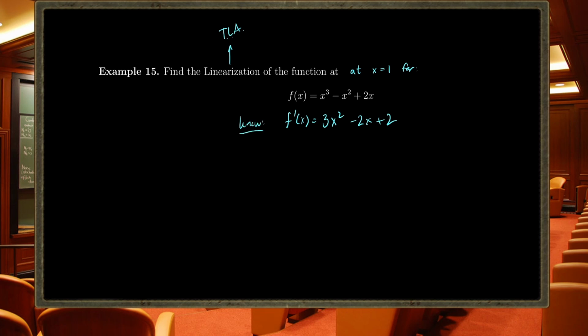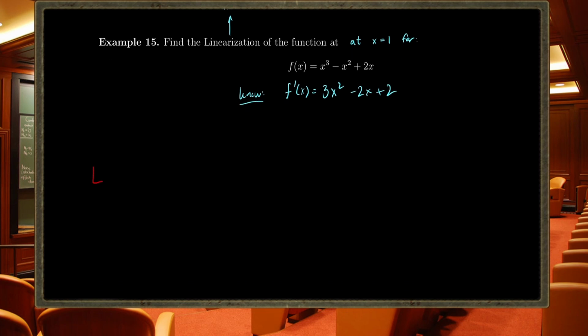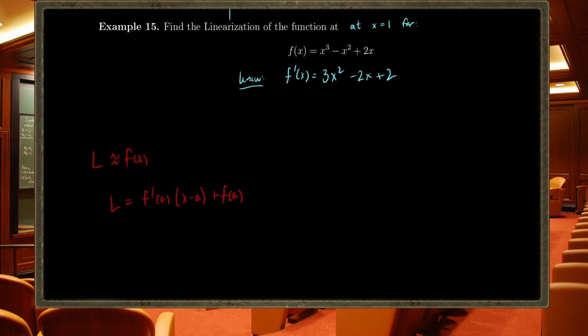We're at the point x equals 1. And so again, we're looking for that linearization, which is approximately f of x, given by what we had before. So f prime of a times x minus a plus f of a, right? It's just solving for that y value.